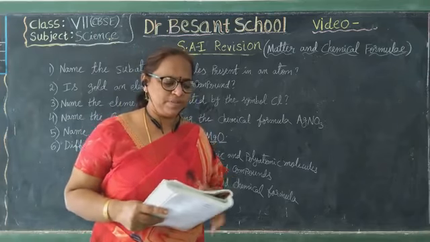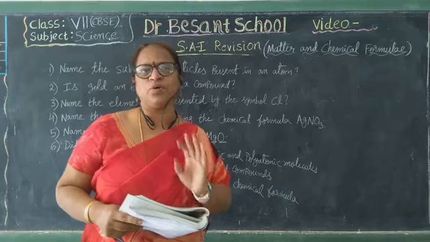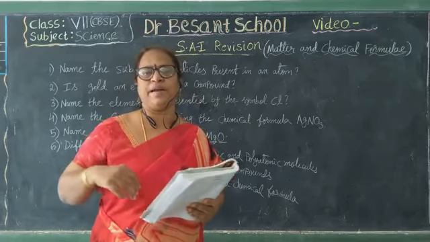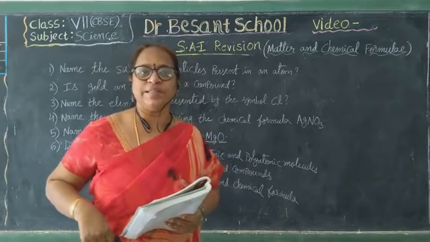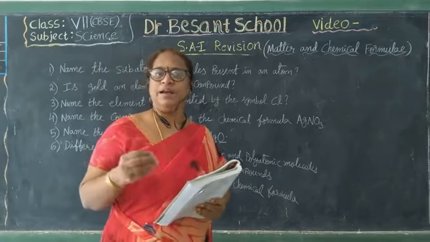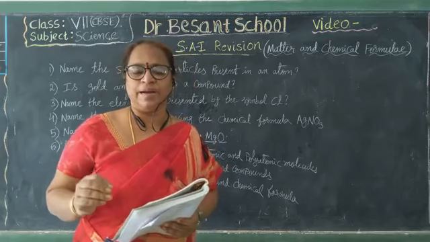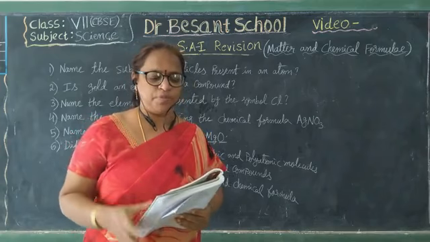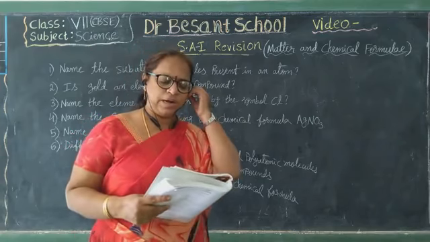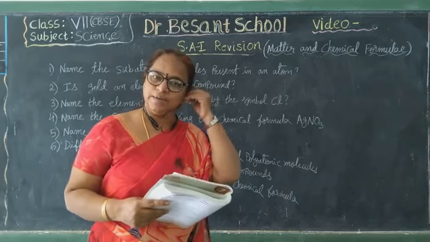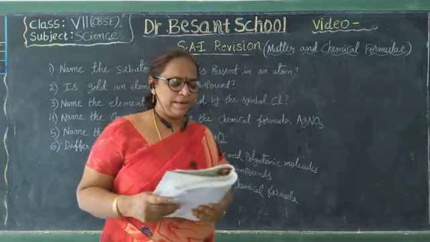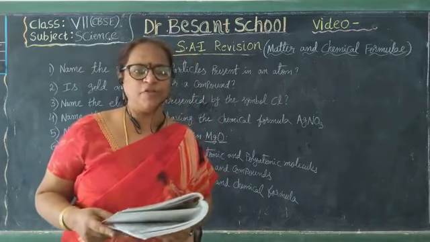An example of a mixture is air and soil. Whereas the constituents of a compound cannot be separated by simple physical methods like filtration; we can't separate the particles present in a compound. Examples of compounds are salt, sugar and carbon dioxide. They all are examples of compounds. Clear, children? Next, chemical equation and chemical formula.